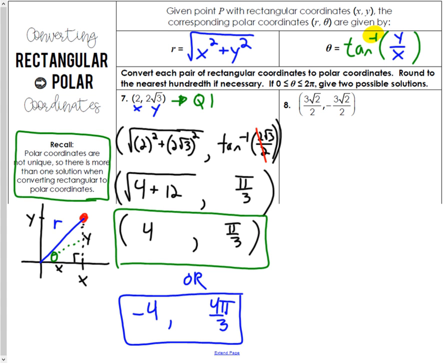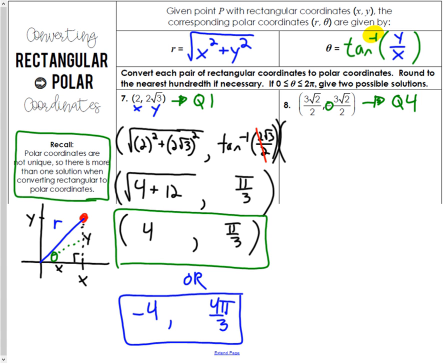Taking a look at one more of these. Let's look at number 8 here. Notice now I'm talking about a quadrant 4 angle. You can tell it's quadrant 4 because of that negative sign right there in the y coordinate. So I have a positive x value and a negative y value. So let's go ahead and set that one up.